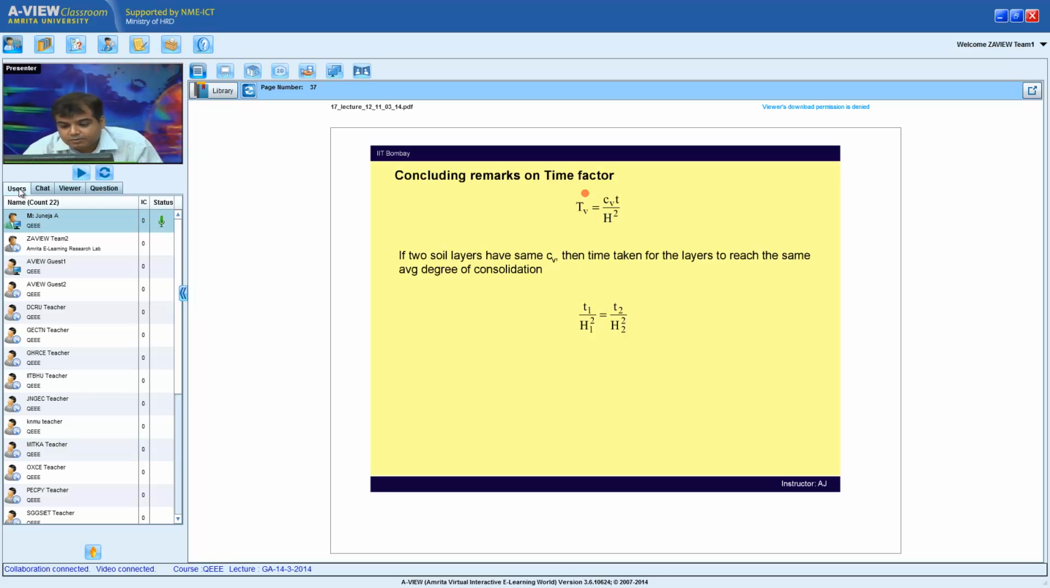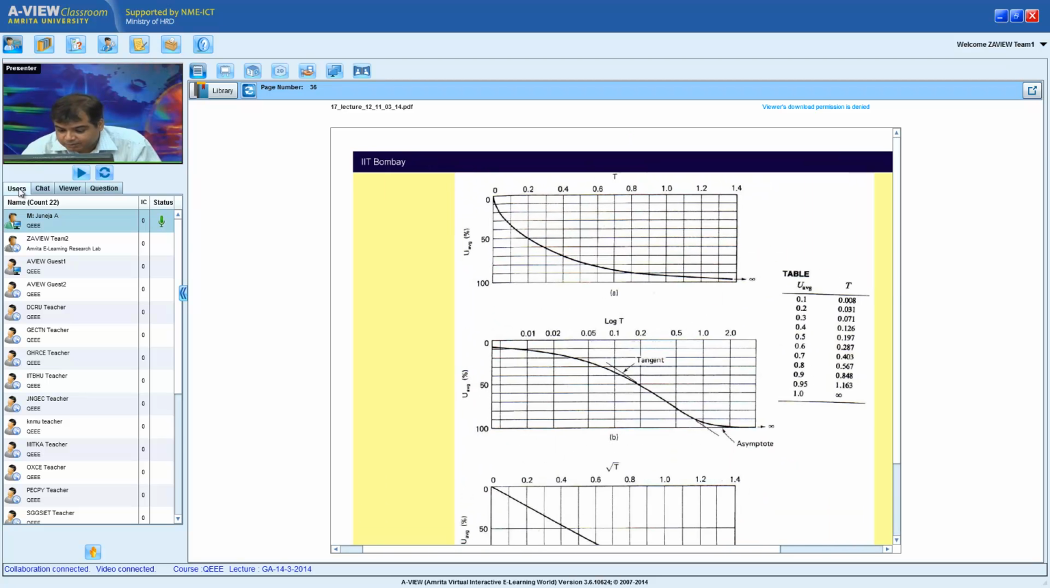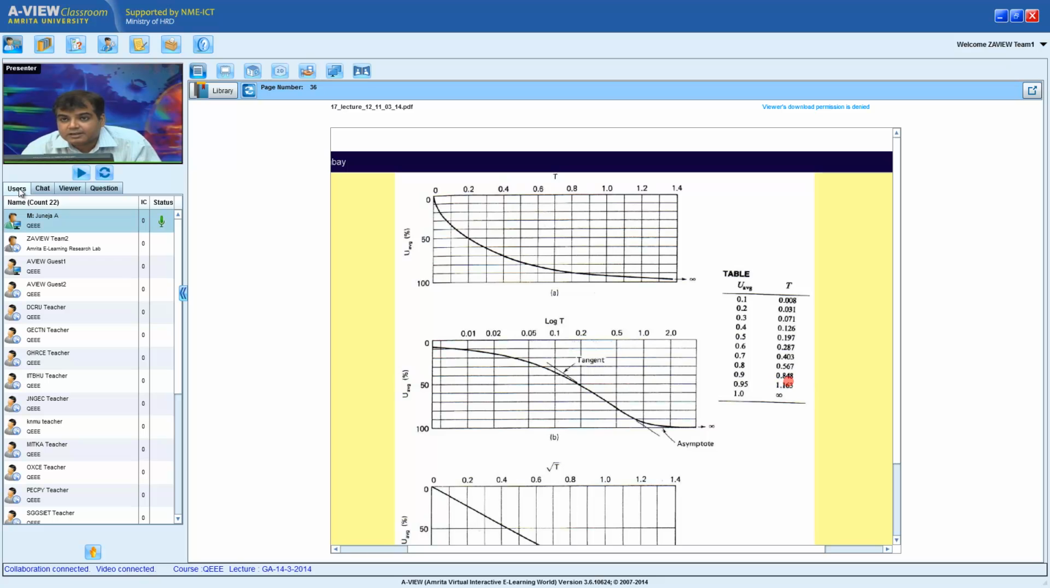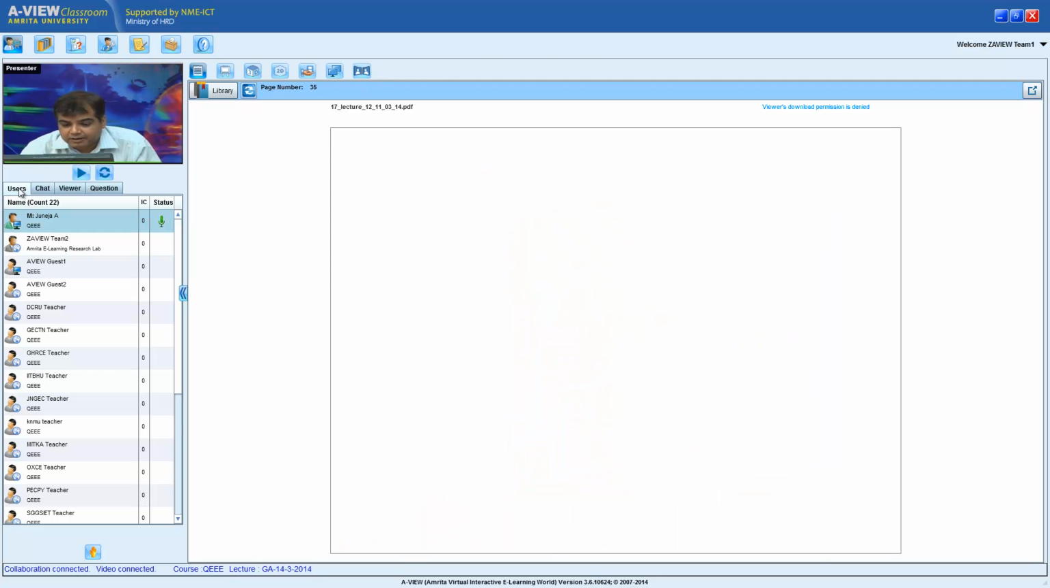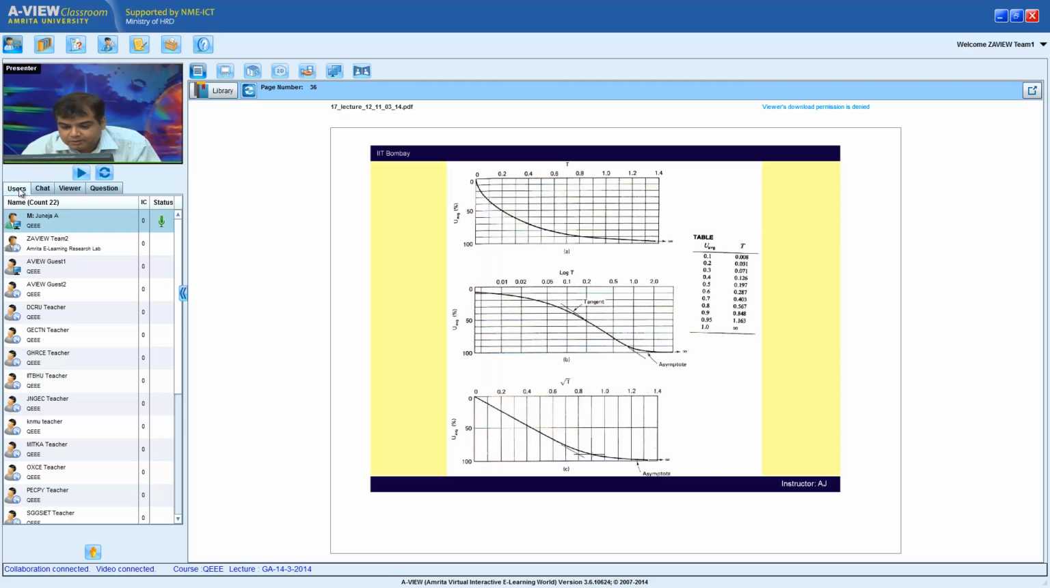So I would say TV for 90% consolidation is an easy number to remember. In fact, since I have spoken 90%, I like to highlight this. This number is 0.848. Usually many of the practicing engineers like to remember this number. In fact, if I go to the previous slide, I can plug in U average of 90 over there. I'll get TV of 0.848. Okay, let me go ahead.